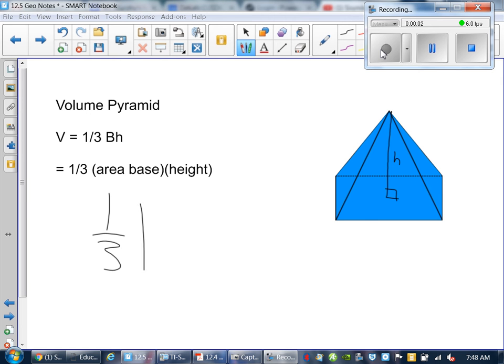1/3 big B, vertical height. Volumes, what are the units of volumes? Cubed. Okay. Volumes are cubed. Areas are squared. Remember, volumes are cubed because there are 3 dimensions. What? I know, it's pretty impressive.